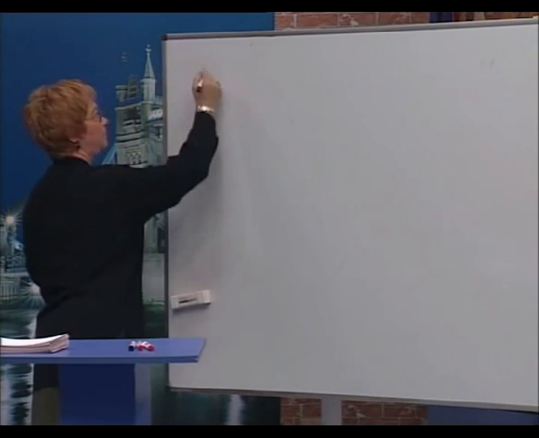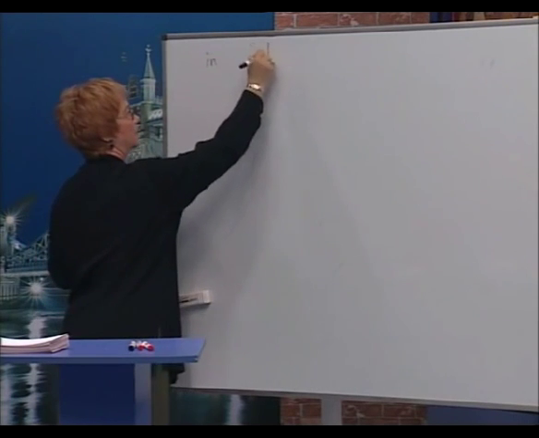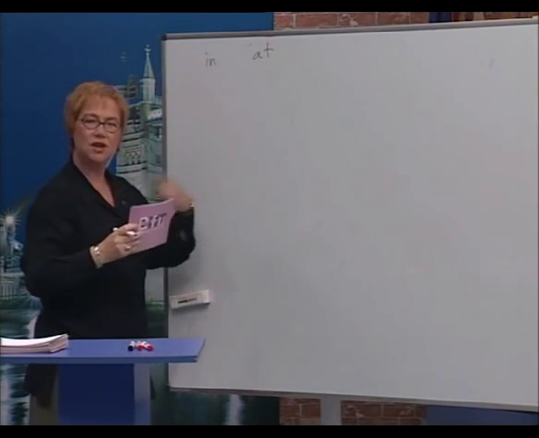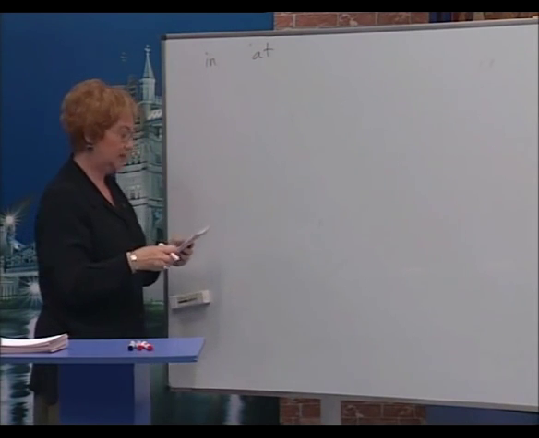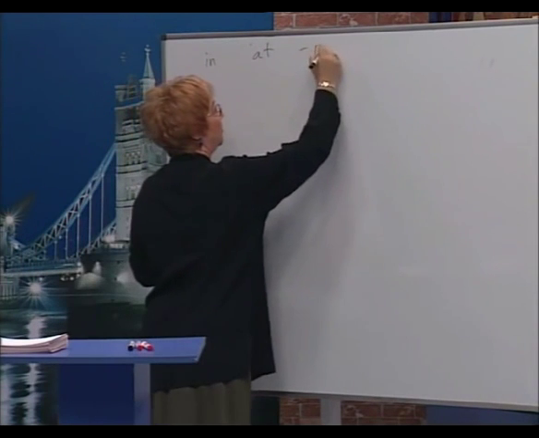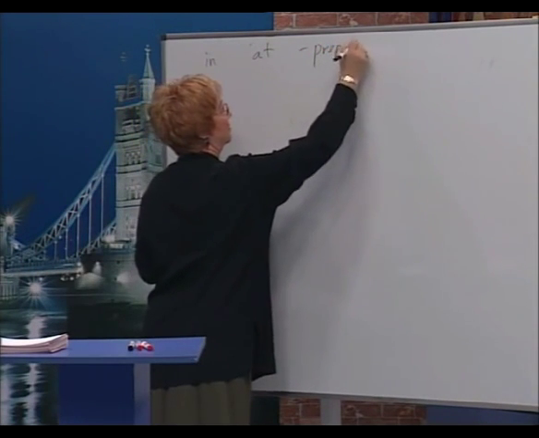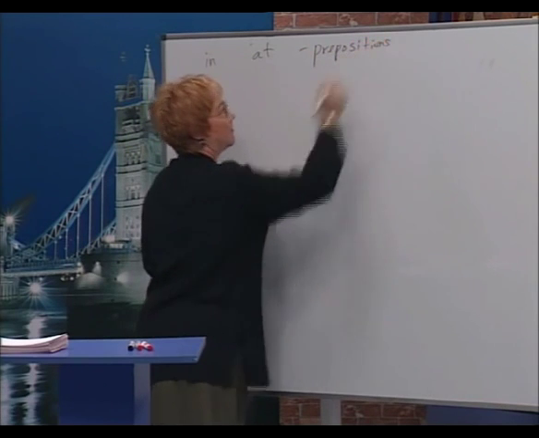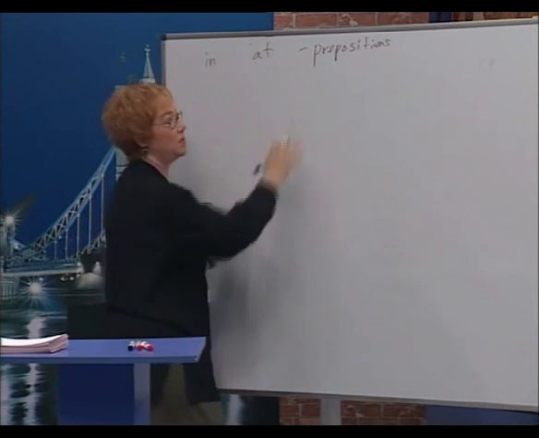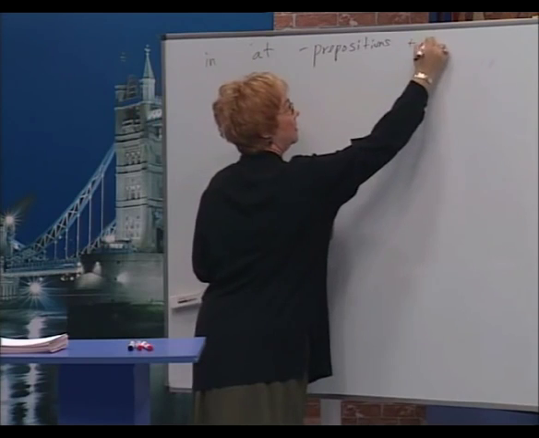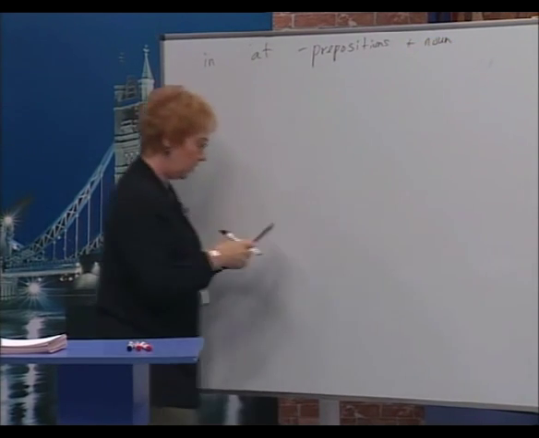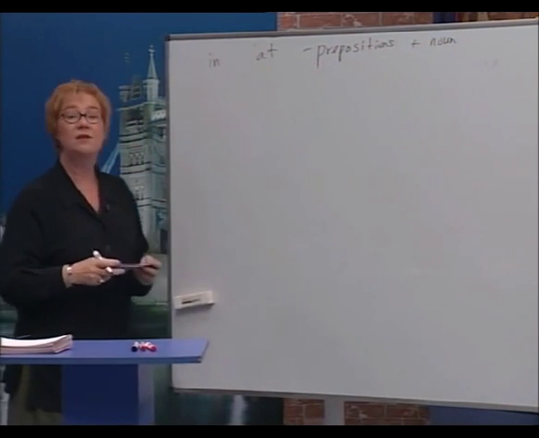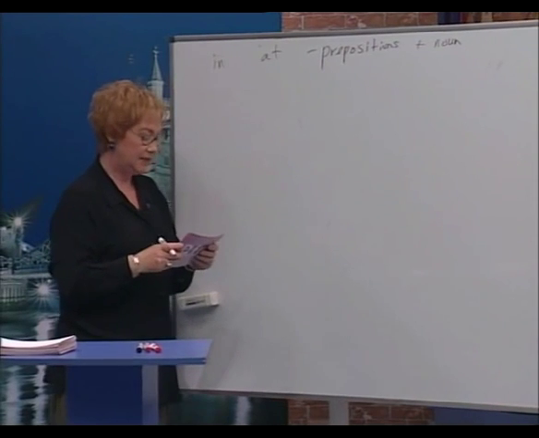First of all, these small words usually talk about where the place is. These are called prepositions. And in English, the preposition comes before the noun. Okay, now, here's some sentences.